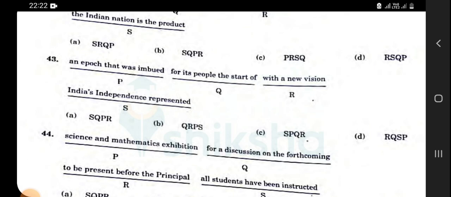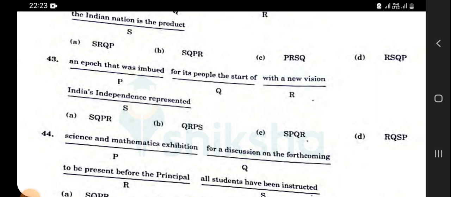So look, here what you have to go for, you have to just find out the first two. If you're going to get the first two or the first one, the rest three you are definitely going to get. Let me check it. What will be the answer? SPRQ should be the answer. C. Let me read the first one.